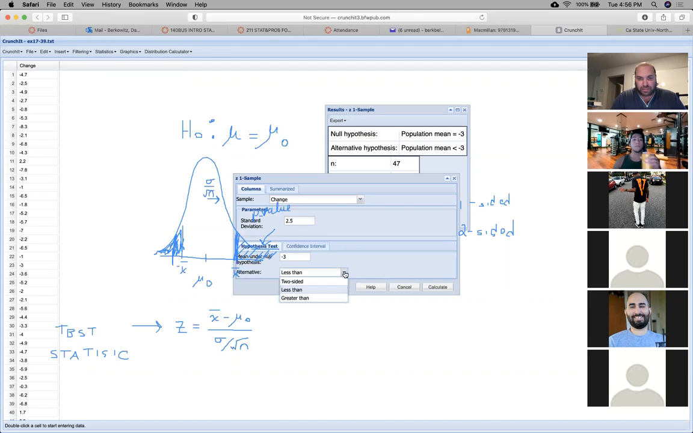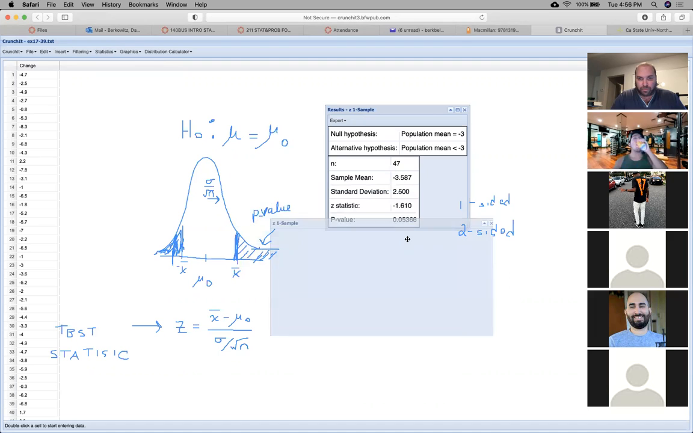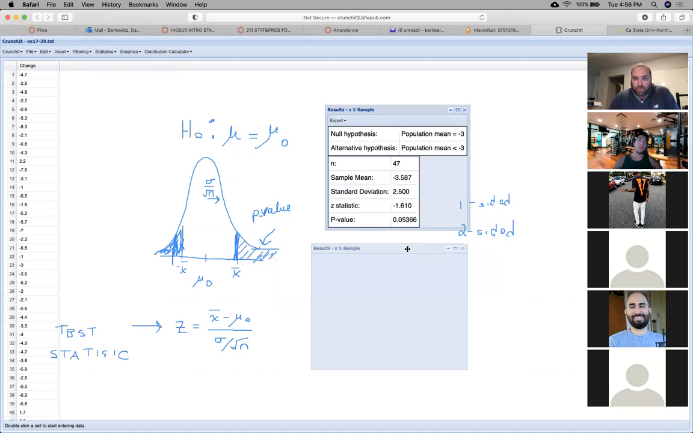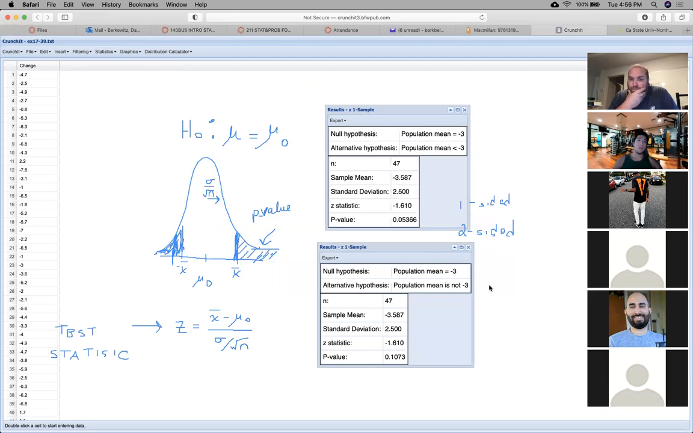If the only change I make now is to make it two-sided, then what do I expect to happen to my p-value? To double. It should double. Did it double? Yeah, right. If I do 0.05366 times 2, my calculator gives me 0.10732. The only difference between a one-sided and a two-sided test is that the p-value doubles.